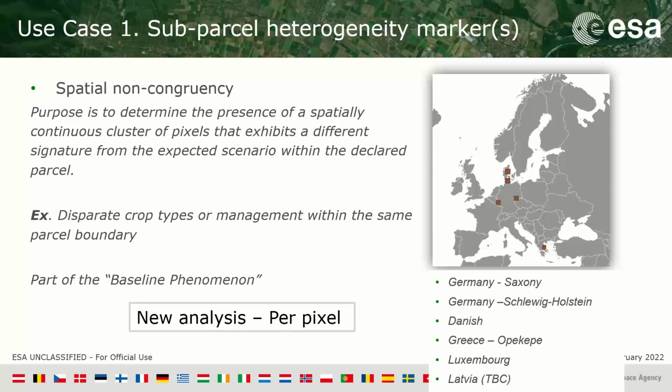And here the main new analysis that we bring into the Sen4CAP system is a really per pixel approach. And these use cases will be really part of the baseline phenomenon of the Commission. We'll be also working with several paying agencies for this use case. So we have area of interest in Germany, Saxony, Germany, Schleswig-Holstein, Danish, Greece, Luxembourg, and Latvia that still need to be confirmed. Yeah, that's all for these use cases.